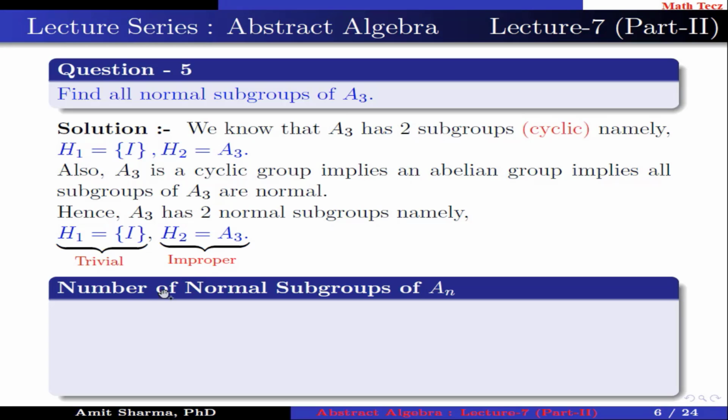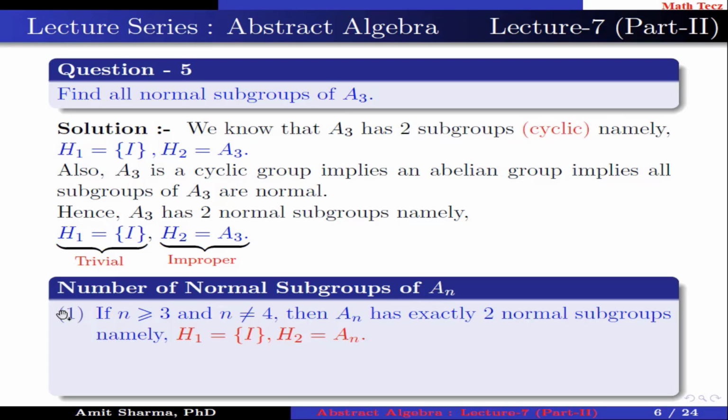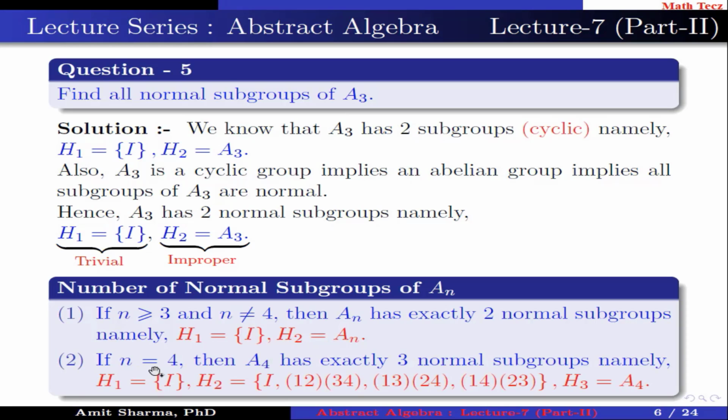Next is the number of normal subgroups of An. Number 1, if n is greater than or equal to 3 and n not equal to 4, then An has exactly two normal subgroups, namely H1 equal to identity and H2 equal to An. Number 2, if n is equal to 4, then A4 has exactly three normal subgroups, namely H1 equal to identity, H2 containing the elements identity, (1 2)(3 4), (1 3)(2 4), (1 4)(2 3), and H3 equal to A4.